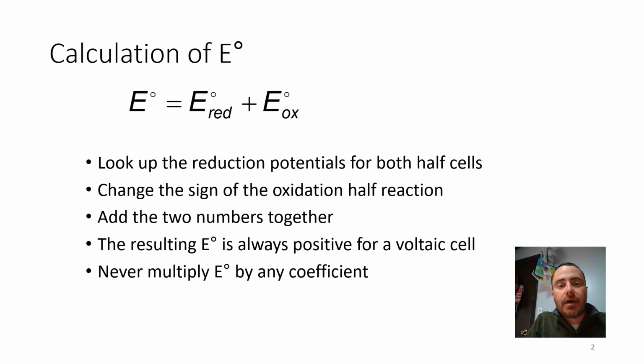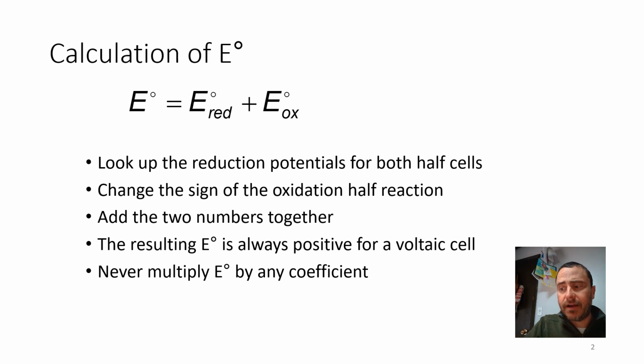So when you look it up in your table, your half reaction for the oxidation is going to be written reverse of how it's going to be written in your overall reaction. So keep that in mind. When you're looking it up, you're going to have to look for it written reverse of what you're expecting to find in that table.